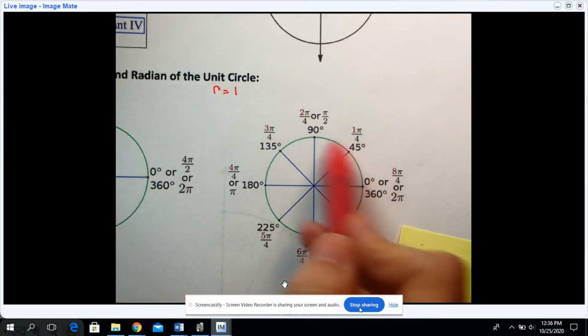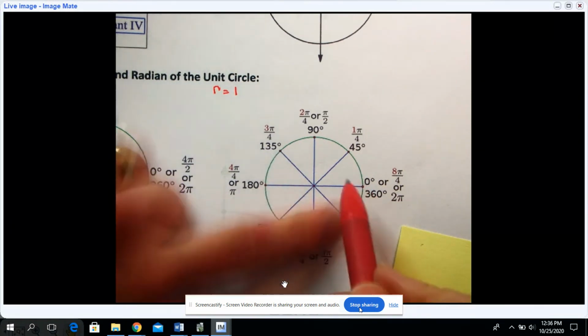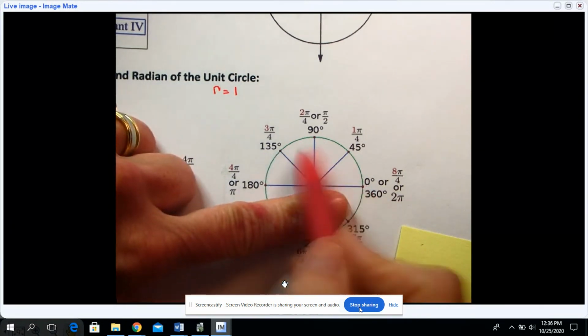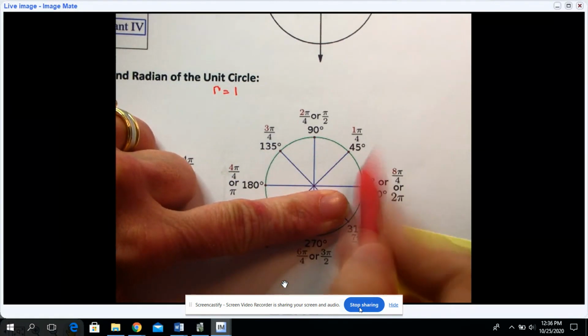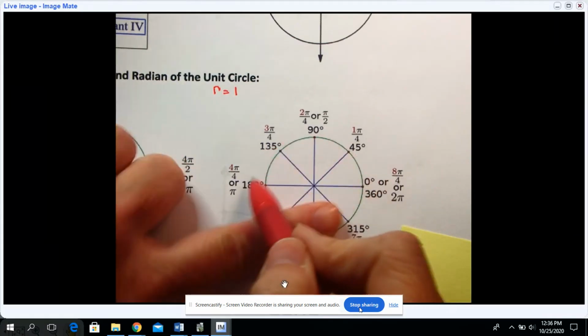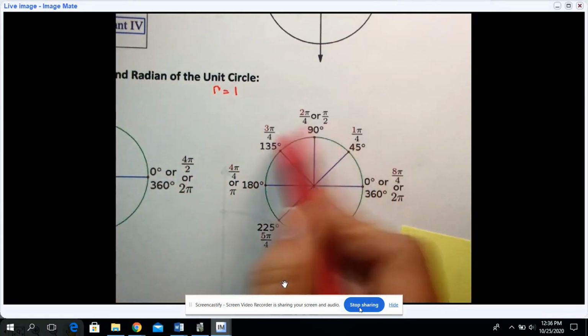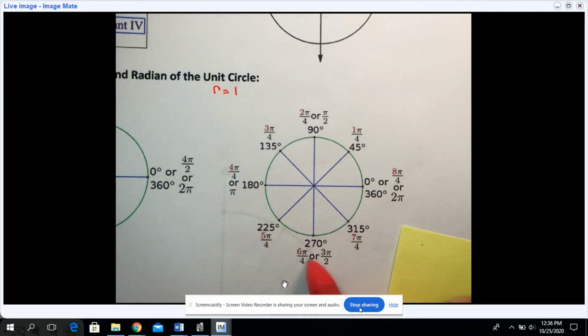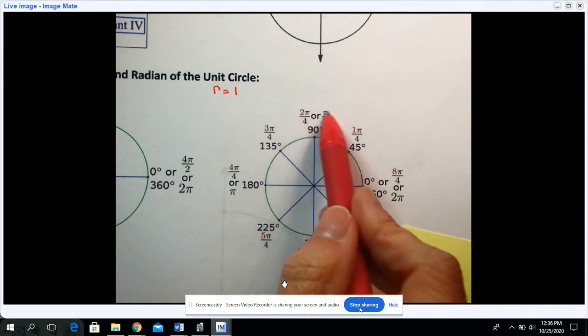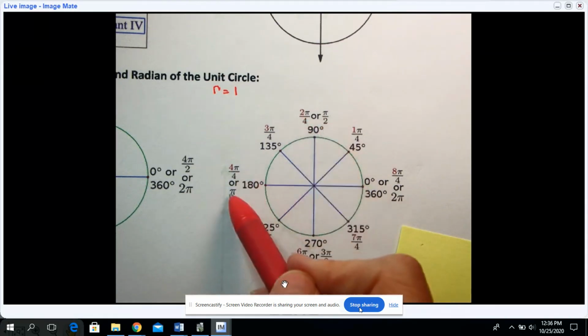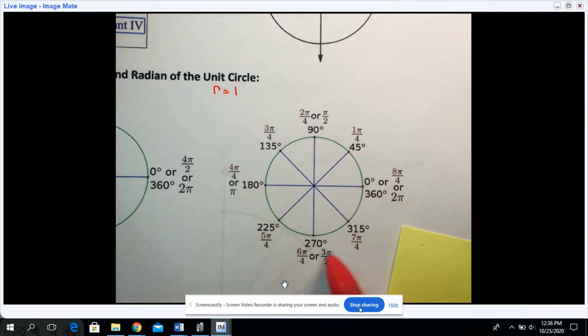So this is going by 45s. If you cut pi into quarters, 45, 90, 135, 180. 1/4, 2/4, 3/4, 4/4, 5/4, 6/4, 7/4, 8/4. And then just make sure you reduce your fraction. 2/4 reduces to pi over 2, 4/4 reduces to pi, 6/4 reduces to 3 pi over 2, and 8/4 reduces to 2 pi. So that's that.